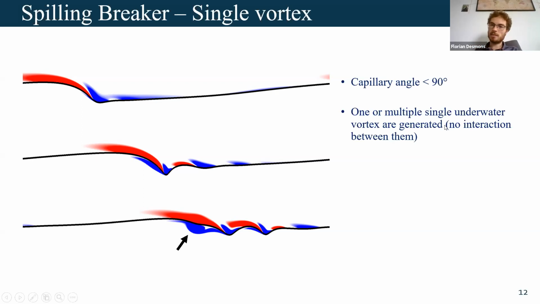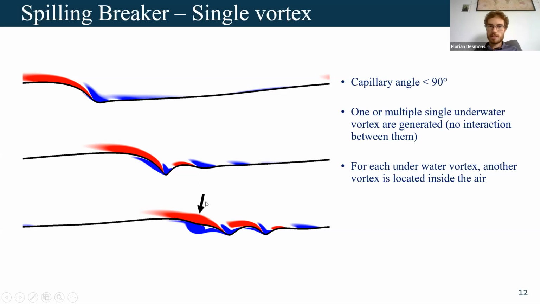But there is one thing that I wanted to put in my title: this is a single vortex. What do I mean by it? I mean that there is no interaction between the different vortices generated. There is no influence of this vortex on the next one and again the next one. So they are single.